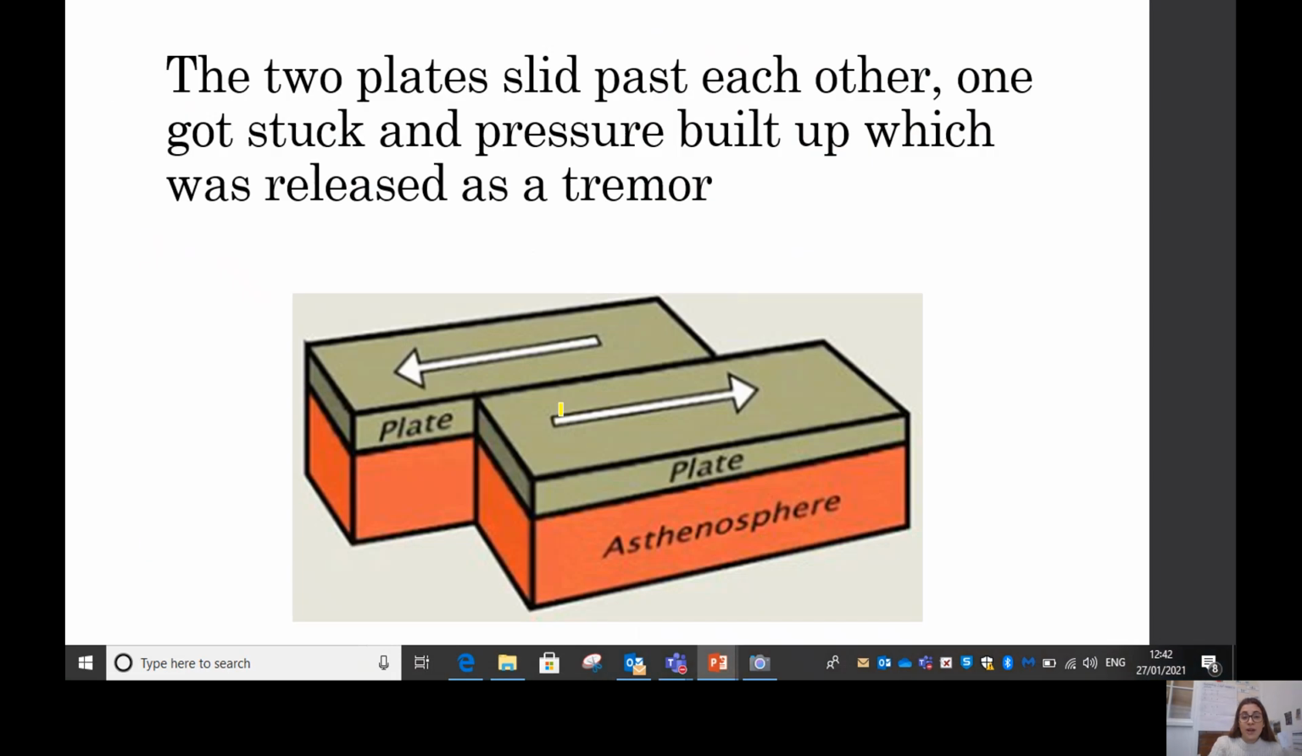So the earthquake occurred because the two plates slid past each other, one got stuck, pressure built up, and that pressure was released as a wave of energy called a tremor. That is going back to our knowledge that we learned in our second lesson on what causes an earthquake.